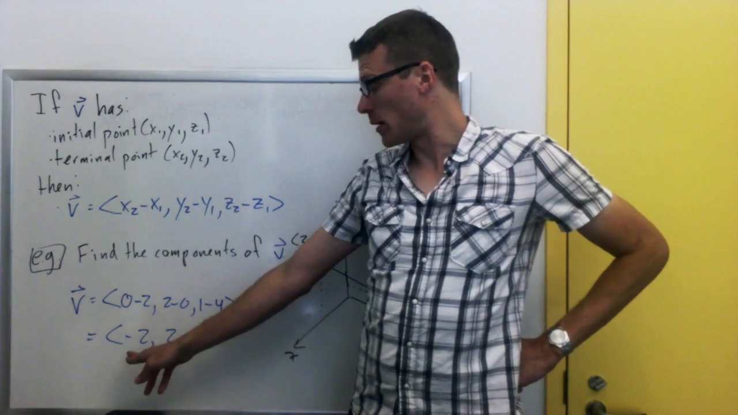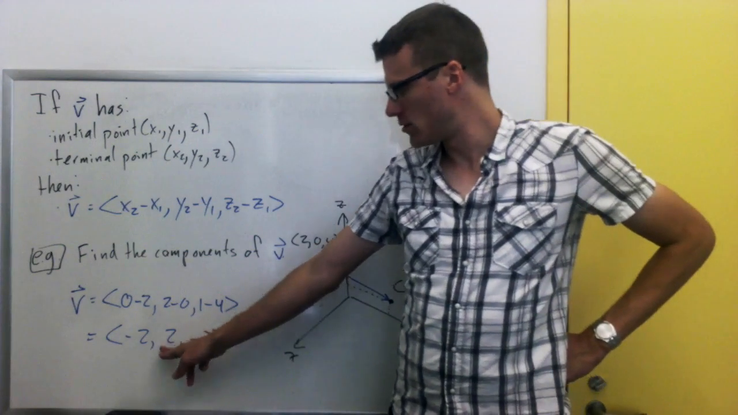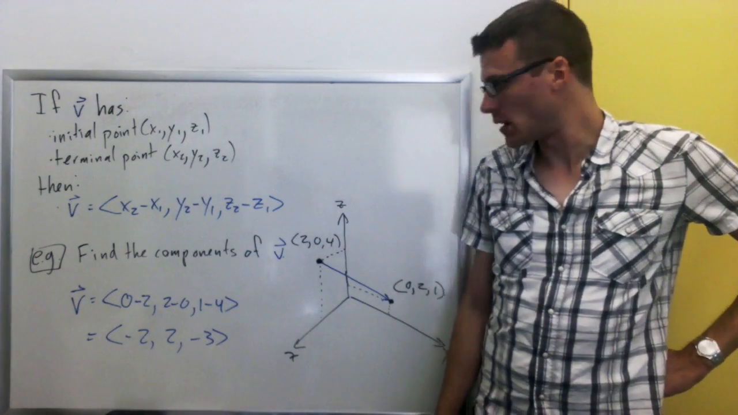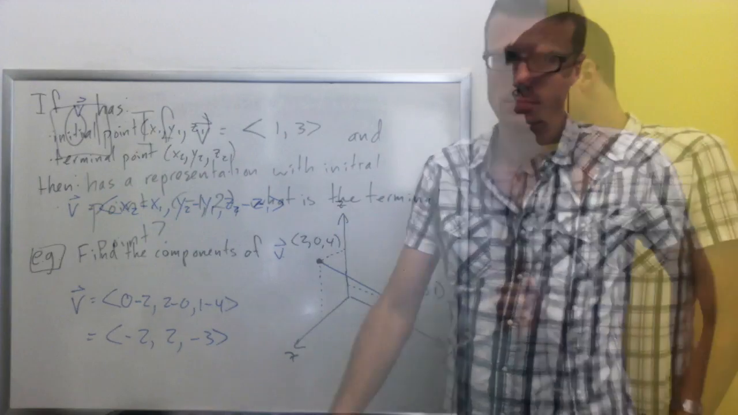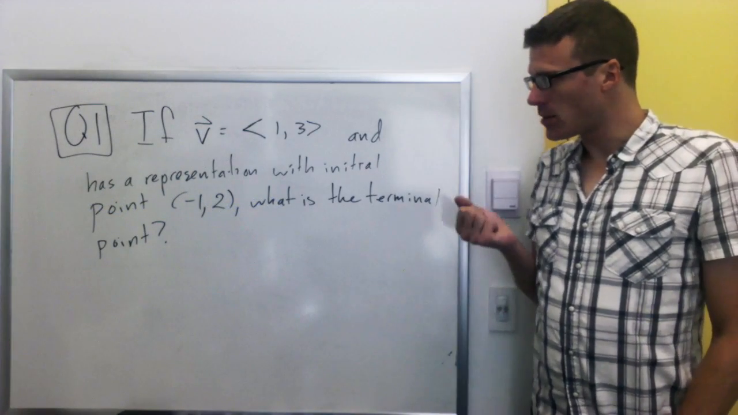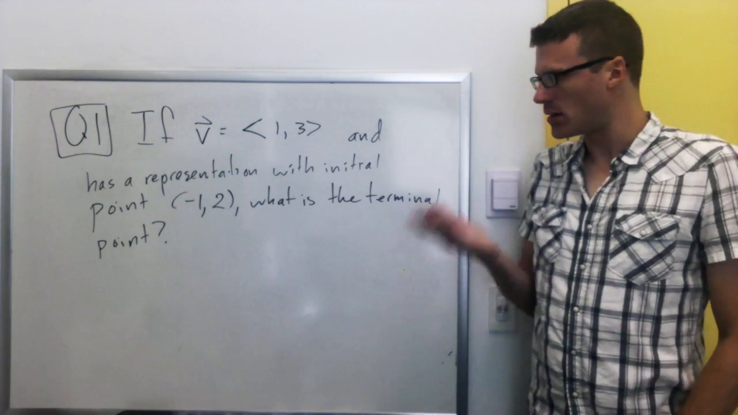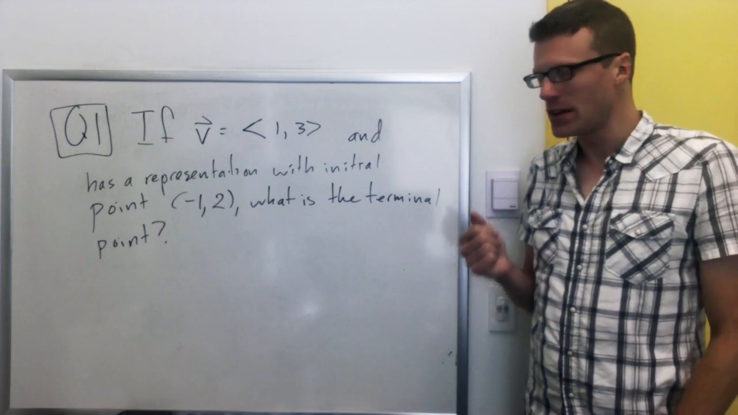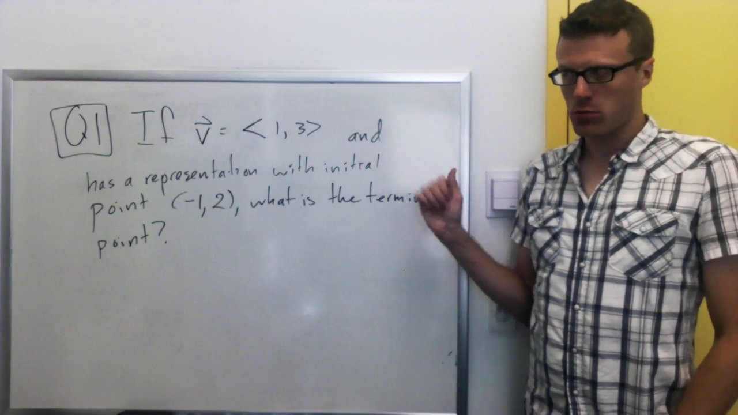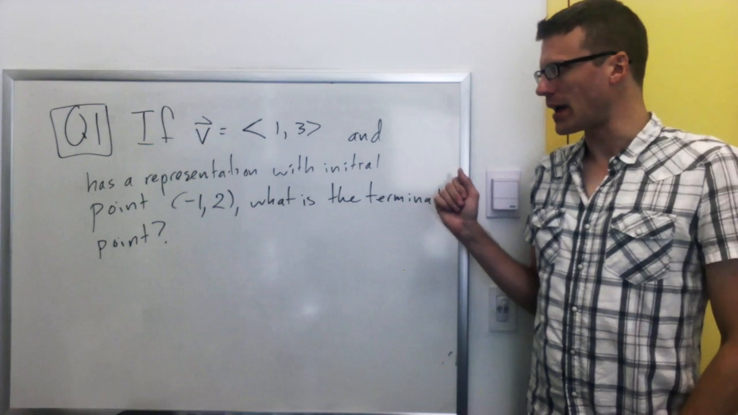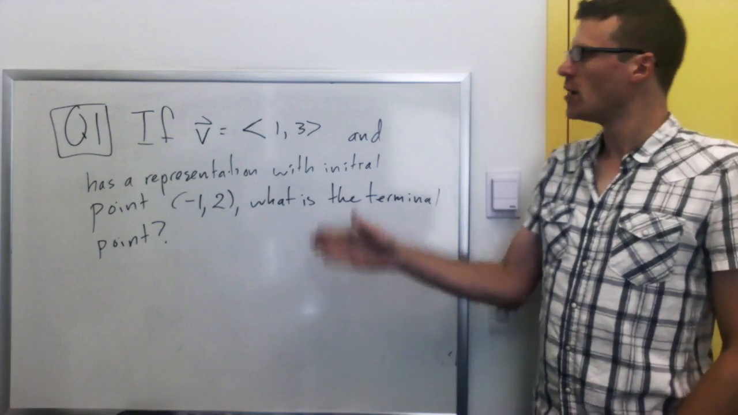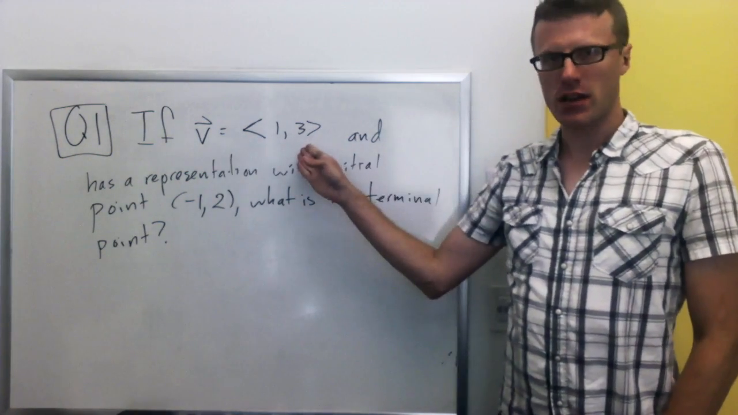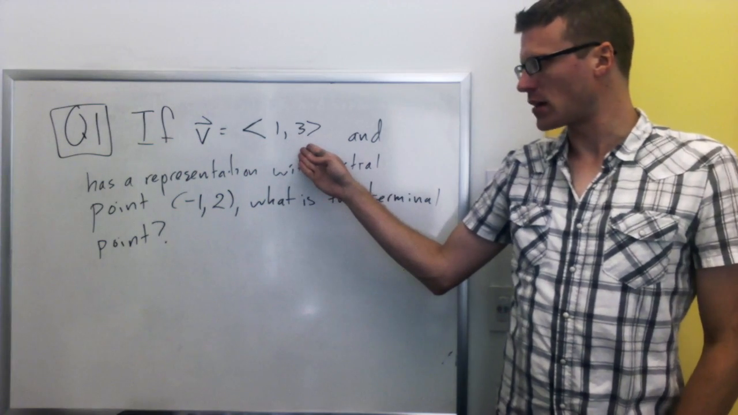That means that it's changed by negative 2 in the x direction, 2 in the y direction, negative 3 in the z direction. So here's question 1. I'm going to ask you to turn this last idea a little bit on its head. Instead of starting with coordinates of initial and terminal points and finding components, we're starting with a vector. In this case, I'm just dealing with x and y. We're in the xy plane.